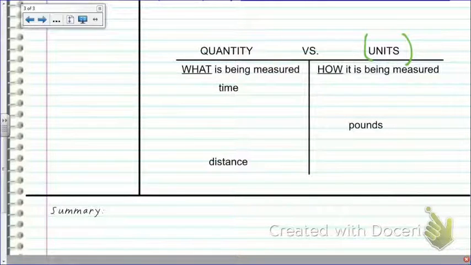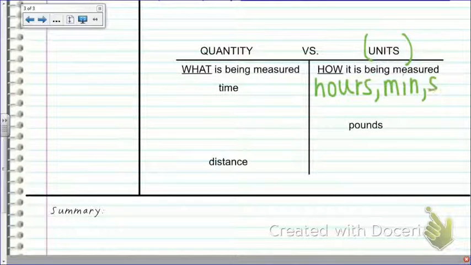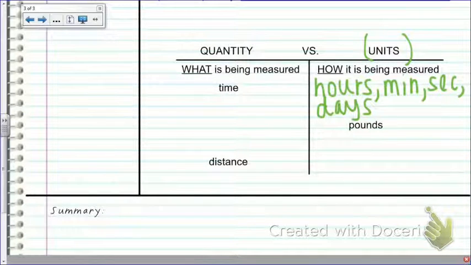So on the left, if the quantity is time, what are different ways that we measure time? Hours, minutes, seconds, days, etc., right? That's enough, I think. Okay, so depending on the problem, it might make sense to measure something in minutes or in seconds or in days. Okay, so those are just some examples of units of time. Okay, so if the quantity was time, in parentheses, you would want to put one of these things, telling you how it's being measured.